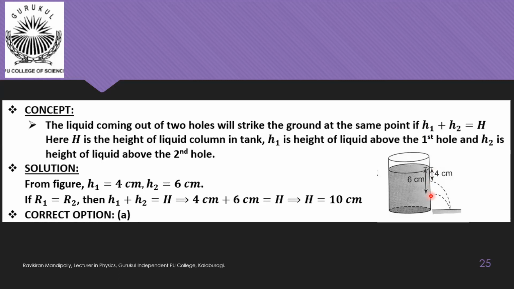Or in another way, we can write h1 is the height of the liquid above the first hole, h2 is the height of the liquid above the second hole. Or else you can write h1 and h2 are the depths of the two holes from the top surface, and capital H is the total level of the liquid in the tank. So using that, from the figure we have h1 is equal to 4 centimeter, h2 is equal to 6 centimeter, and clearly they mentioned R1 is equal to R2. Then we have the relation h1 plus h2 is equal to capital H, that gives us capital H is equal to 10 centimeter. The correct option would be option A.